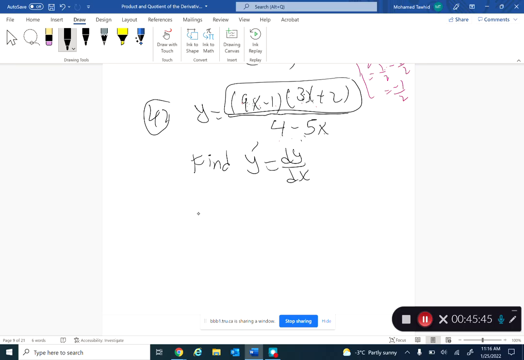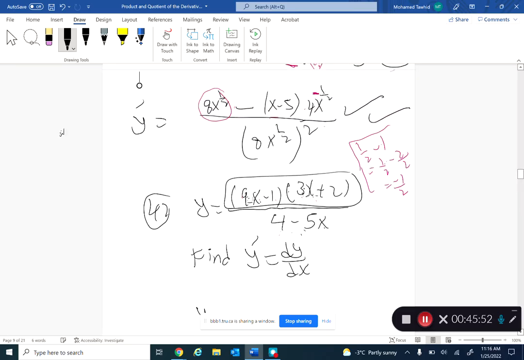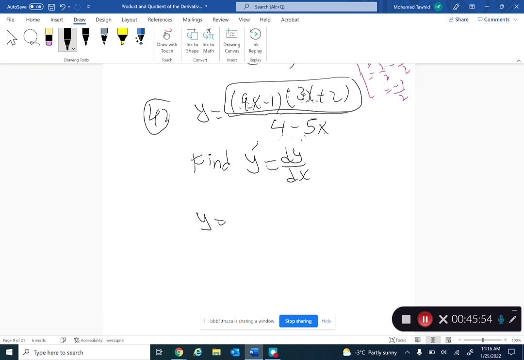So if I'm going to simplify this, yes, you can. 9x multiplied by 3x, you get 27x squared. 9x multiplied by 2, you get plus 18x. Negative 1 multiplied by 3x, you get negative 3x. Negative 1 multiplied by 2, you get negative 2. The whole thing divided by 4 minus 5x.